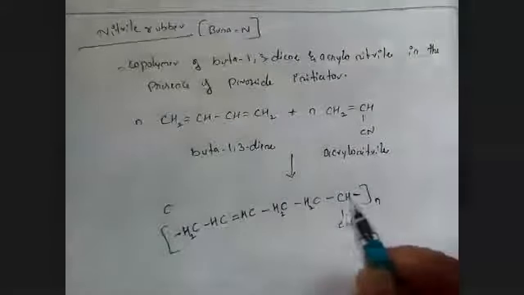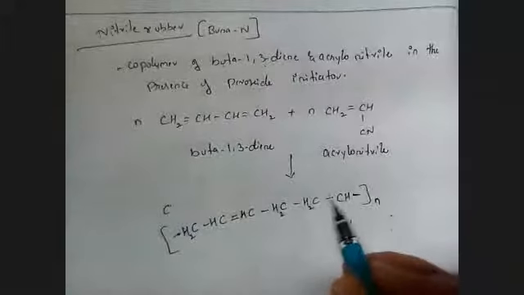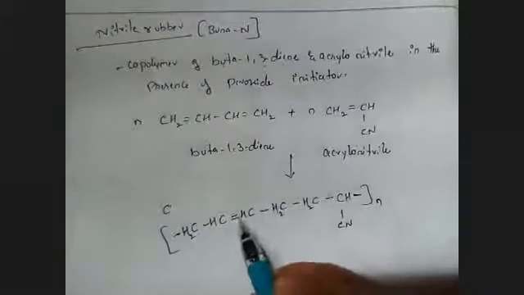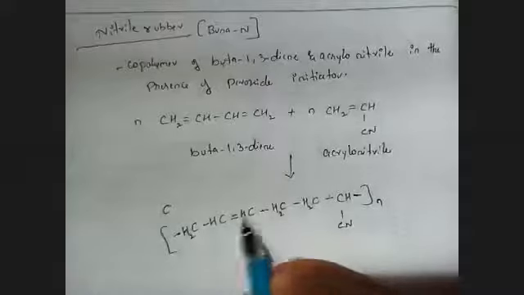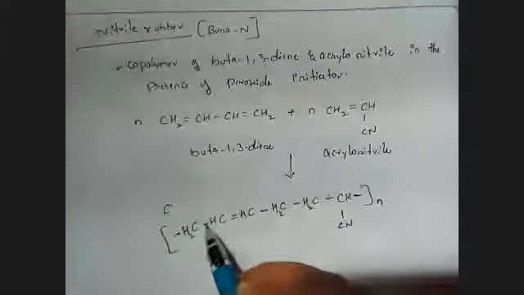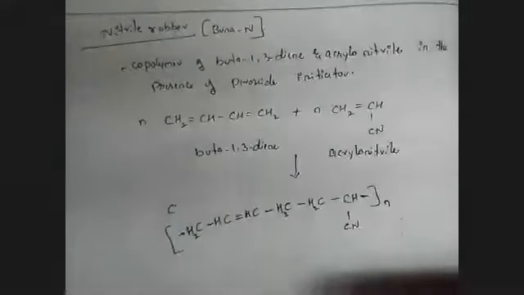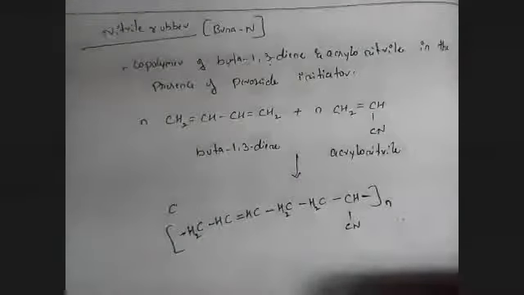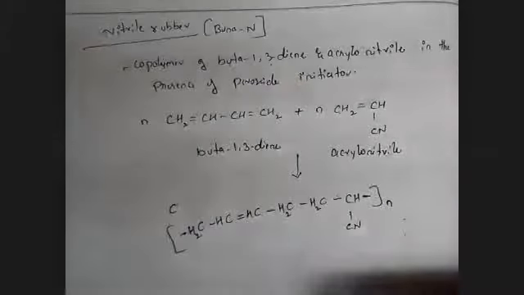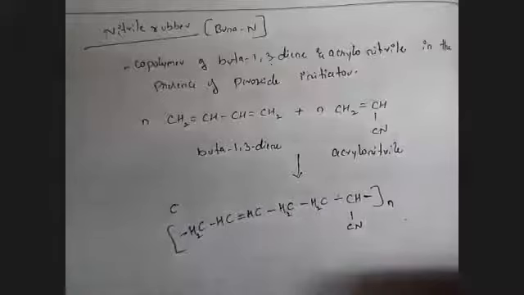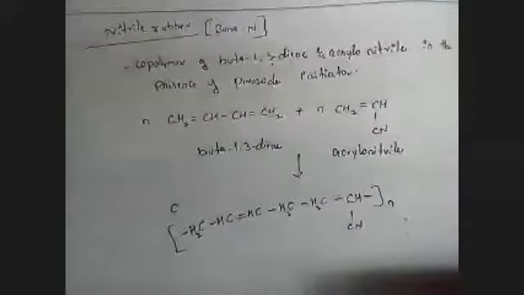1, 2, 3 plus 4 done. 1, 2, 3, 4 done. 1, 2, 3, 4 done. 1, 2, 3 with hydrogen 4 done. Hydrogen 1, 2, 3, 4 done. 1, 2, 3, 4 done. So like that. This is the structure of your Buna-N, nitrile rubber.